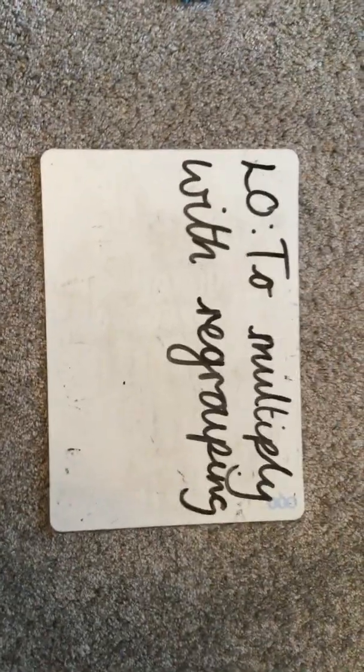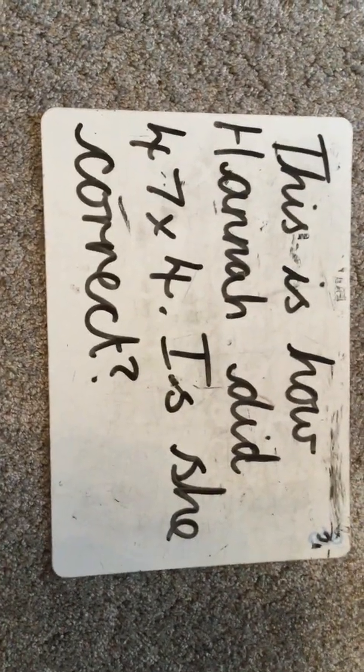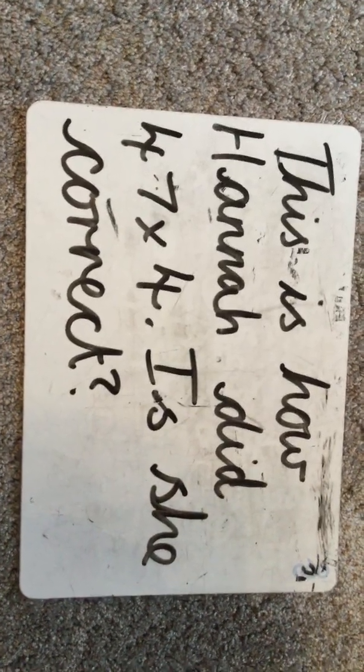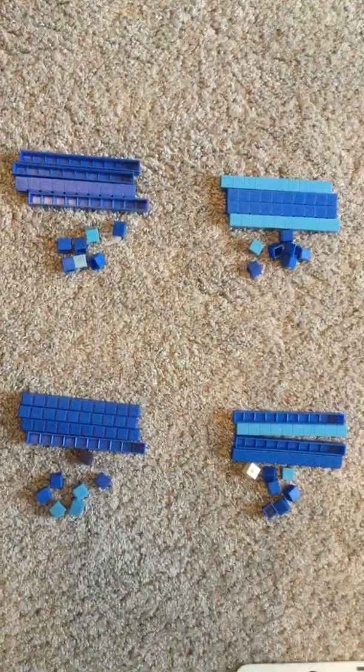Hello Year 3, this is your maths lesson for today, and your learning objective is going to be to multiply using regrouping. So your in focus task this morning, your question that I want you to have a go at is, this is how Hannah did 47 multiplied by 4. Is she correct? So firstly, I'm going to show you, I've got 4 groups of 47, which looks like this.